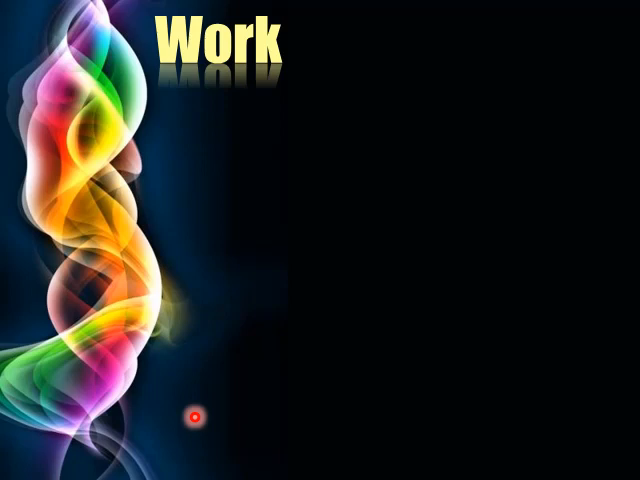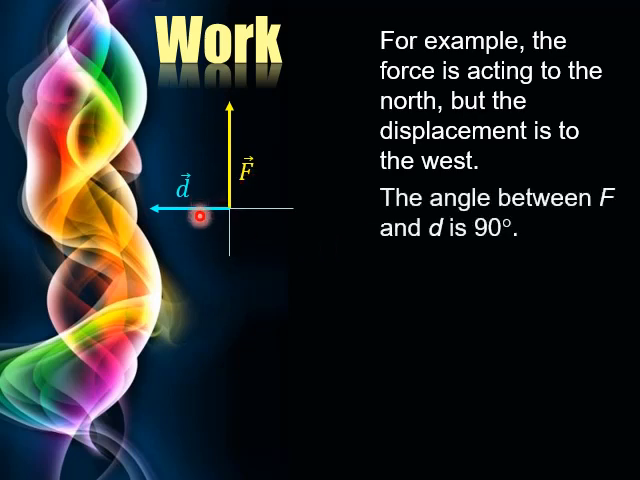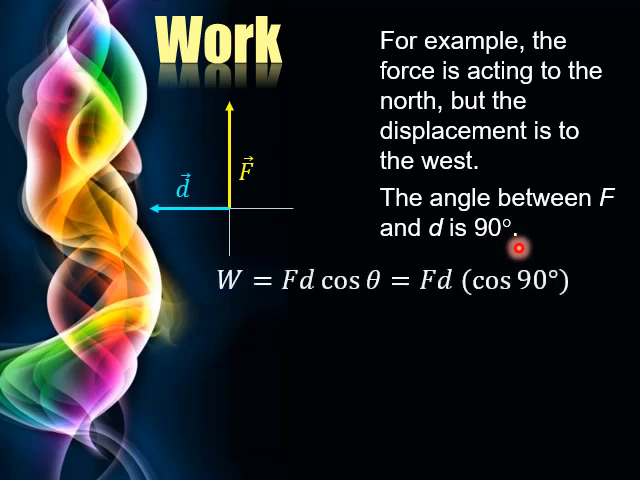Let's look into another example of work. This time, you have a force that is acting to the north, but the displacement is to the west. As you can see here, the angle between the force and the displacement is equal to 90 degrees. If we substitute this in the equation, FD cosine theta, the theta is replaced by 90 degrees. We know that the value of cosine 90 is equal to 0. You can go and check that in your calculator.